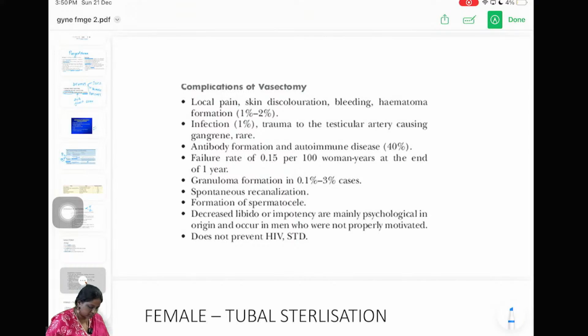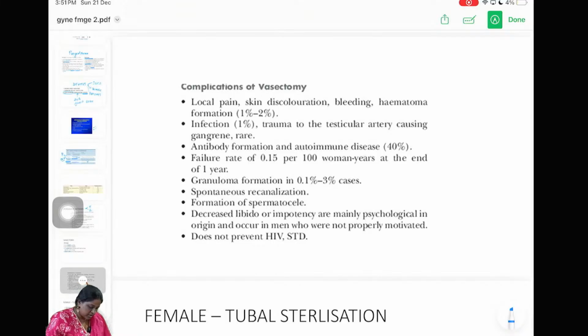What? Sterility immediately. It does not produce sterility immediately. So that means you have to confirm the absence of sperms. You have to confirm the absence of sperms by doing semen analysis, and only then will sterility be achieved. You understand?